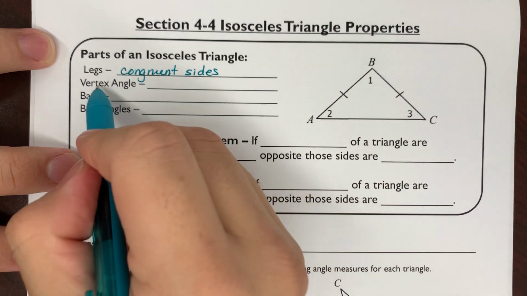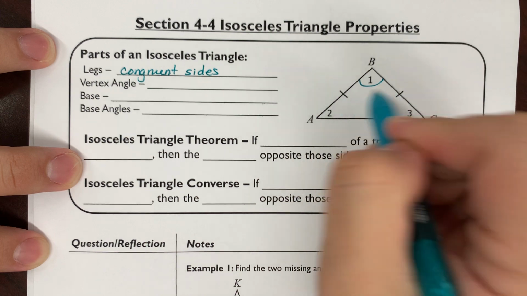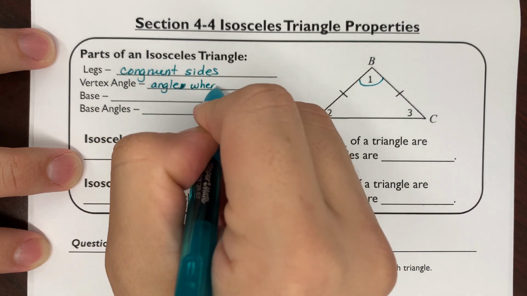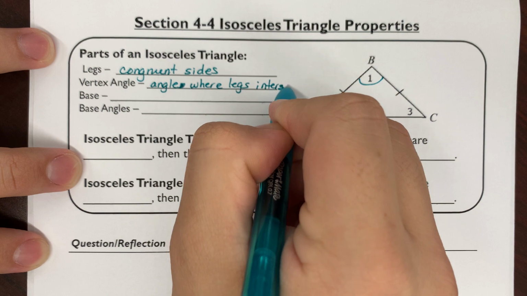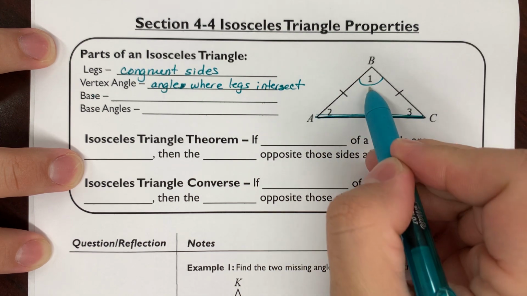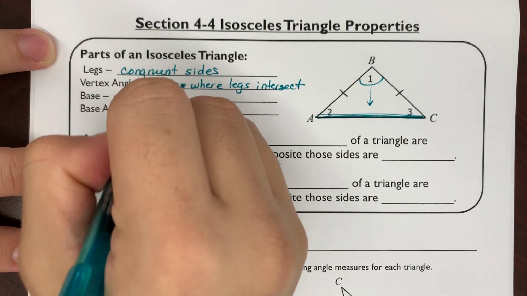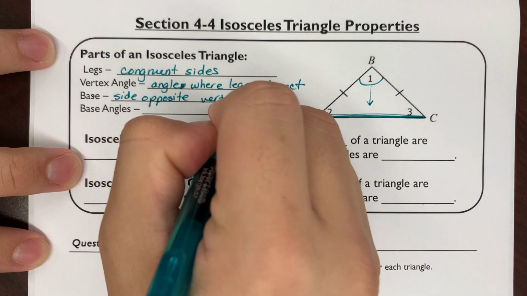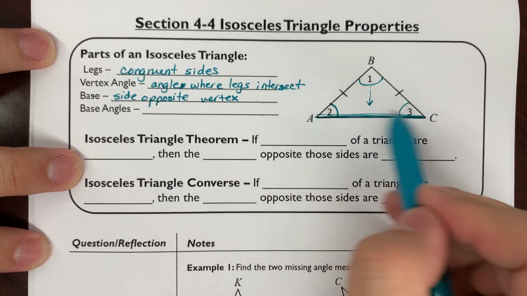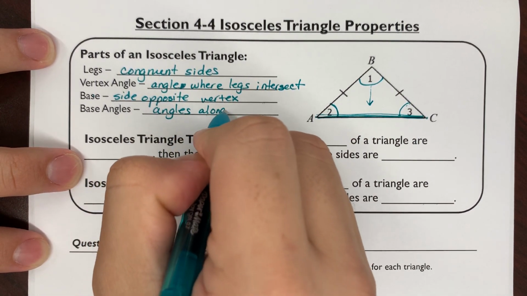All right. The vertex of an isosceles triangle is the angle that's right in between the two congruent sides. So that's the angle where the legs intersect. Okay, the base of an isosceles triangle is the side opposite of the vertex. And then the base angles are really the two angles that are opposite of those congruent sides, or the angles that are attached to the base. So let's just say the angles along the base.